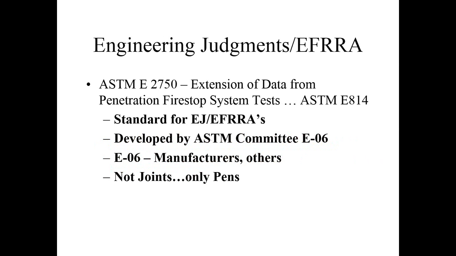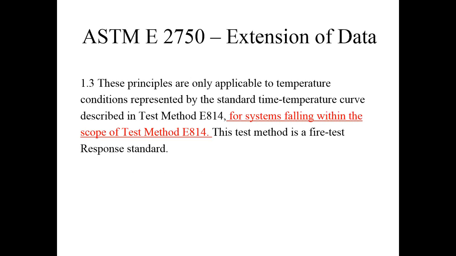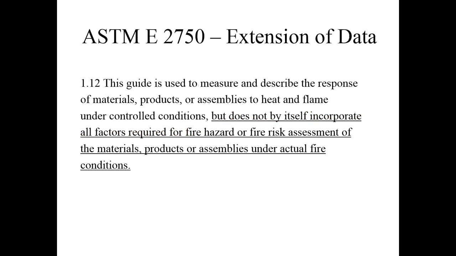ASTM E2750 is an extension of data from penetration firestop system tests. It's meant only for ASTM E814 at this time. It doesn't include joints, so it's not for E2079 or for curtain wall assemblies. It was developed by ASTM Committee E6, and it's for penetrations only. It falls under ASTM E814. Now look at this.